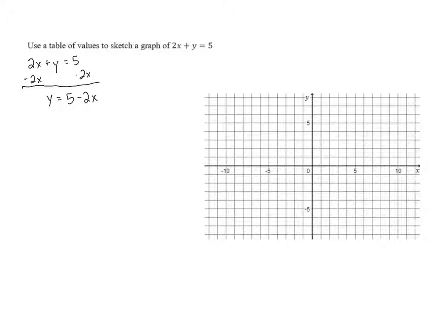Now let's make our table of values. We're going to start by picking x values. We're going to end up getting y values, and I'm going to give us a column to show our work. y is 5 minus 2x. So let's pick some values for x. Because there's no fraction on the x, we can pick any values we want.